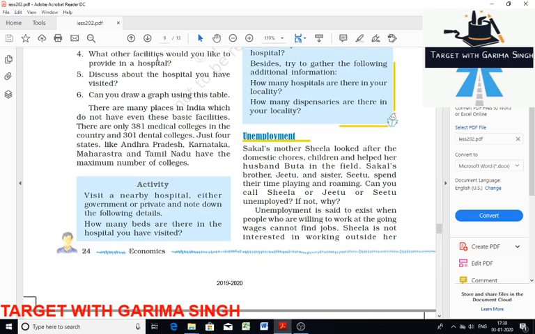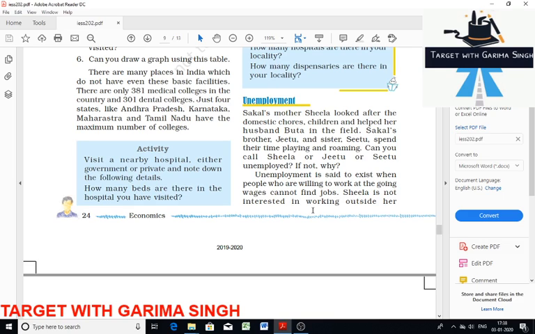So these you can say come into the health. Then unemployment. Unemployment is said to exist when people who are willing to work at the prevailing wage rate cannot find a job. When we talk of unemployed people, we refer to those in the age group of 15 to 59 years. Children below 15 years of age and the old above are not considered while counting the number, so it should be 15 to 59.